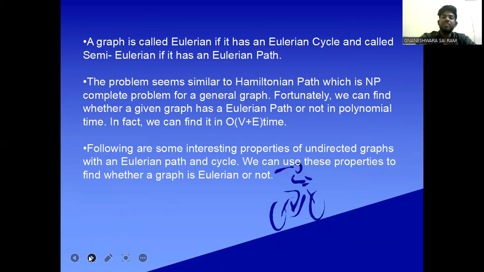A graph is called Eulerian if it has an Eulerian cycle, and called semi-Eulerian if it has an Eulerian path. The problem seems similar to the Hamilton path, which is an NP-complete problem for general graphs. Fortunately, we can find whether a graph has an Eulerian path or not in polynomial time. In fact, we can find it in O(V+E) time. Following are some interesting properties of undirected graphs with Eulerian path and cycle. We can use these properties to find whether a graph is Eulerian or not.